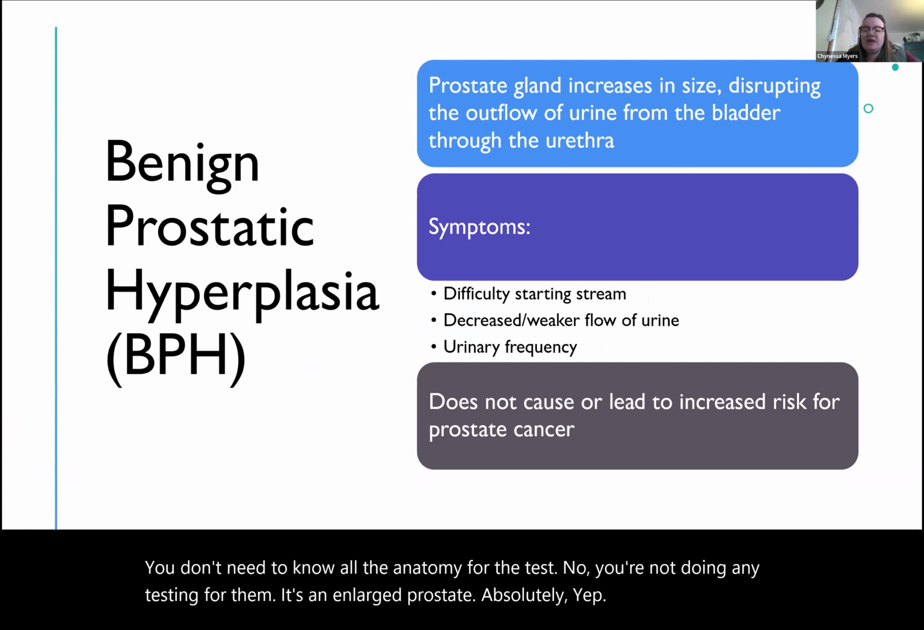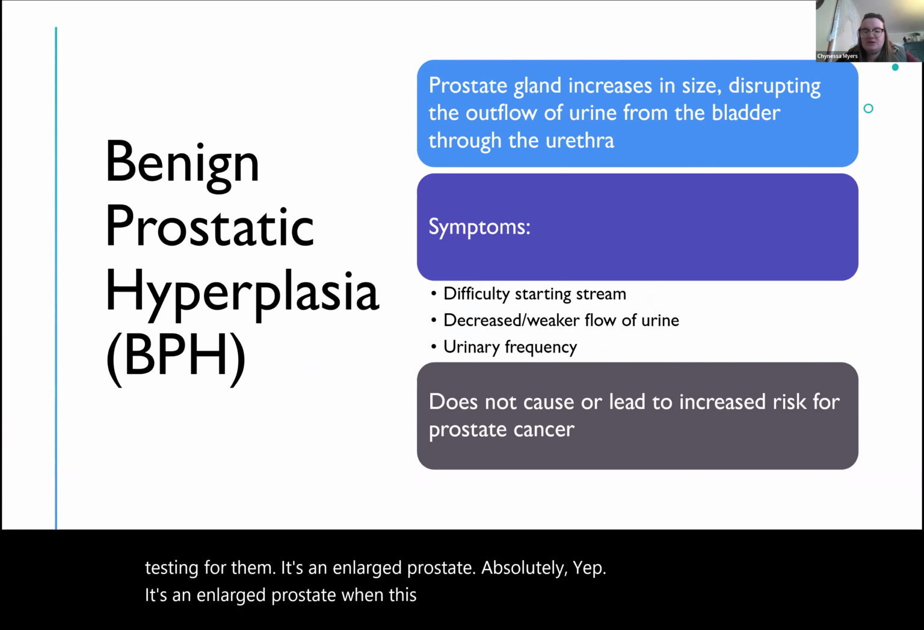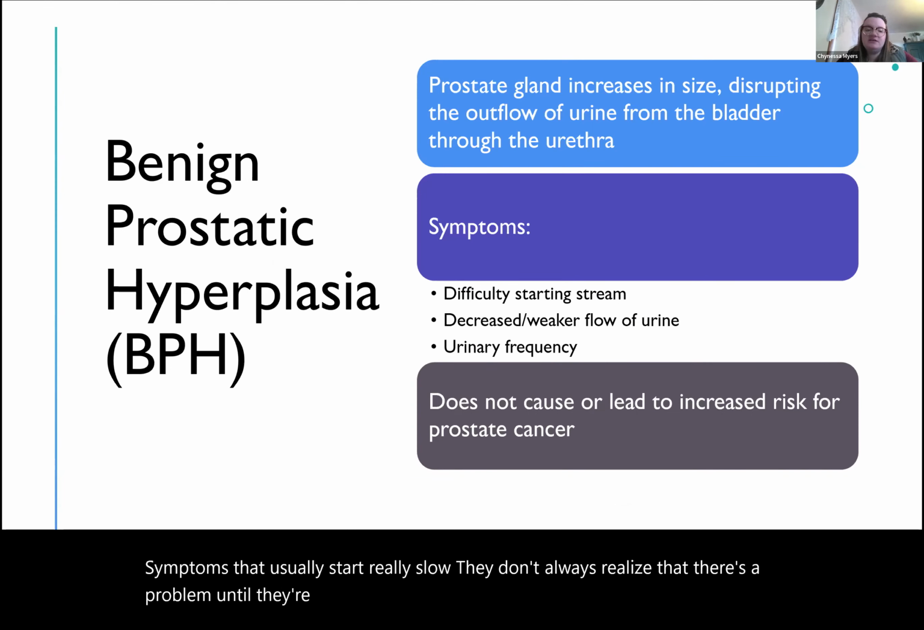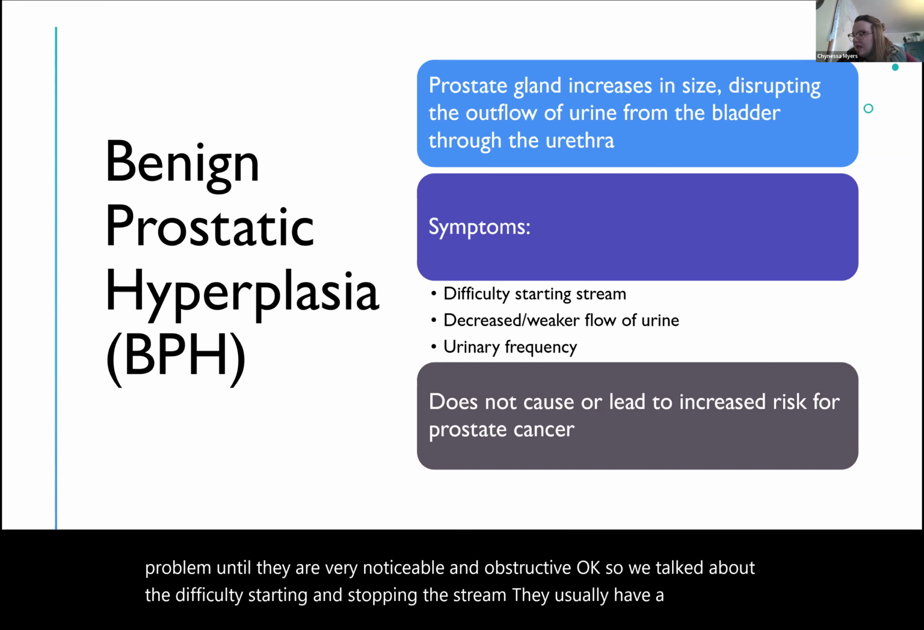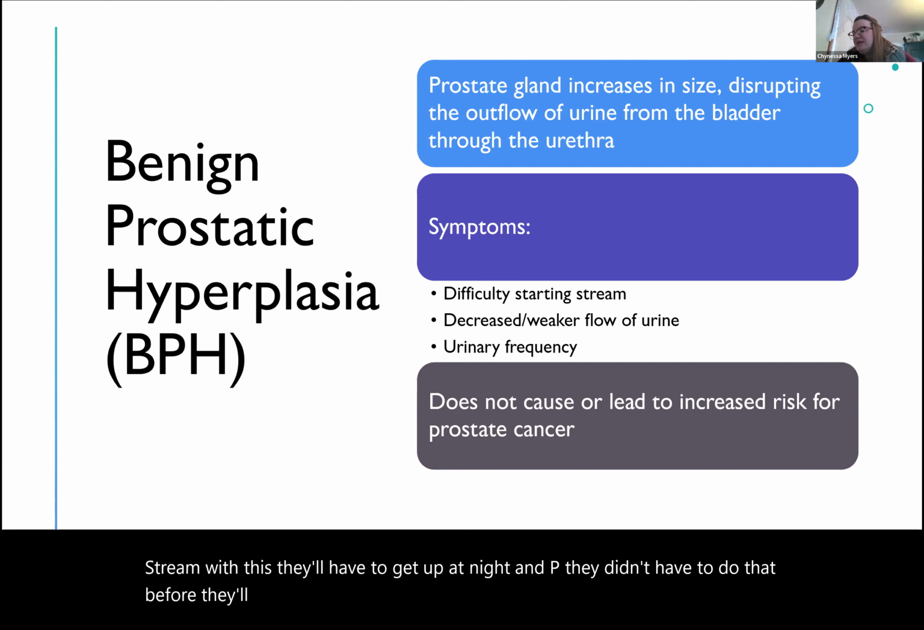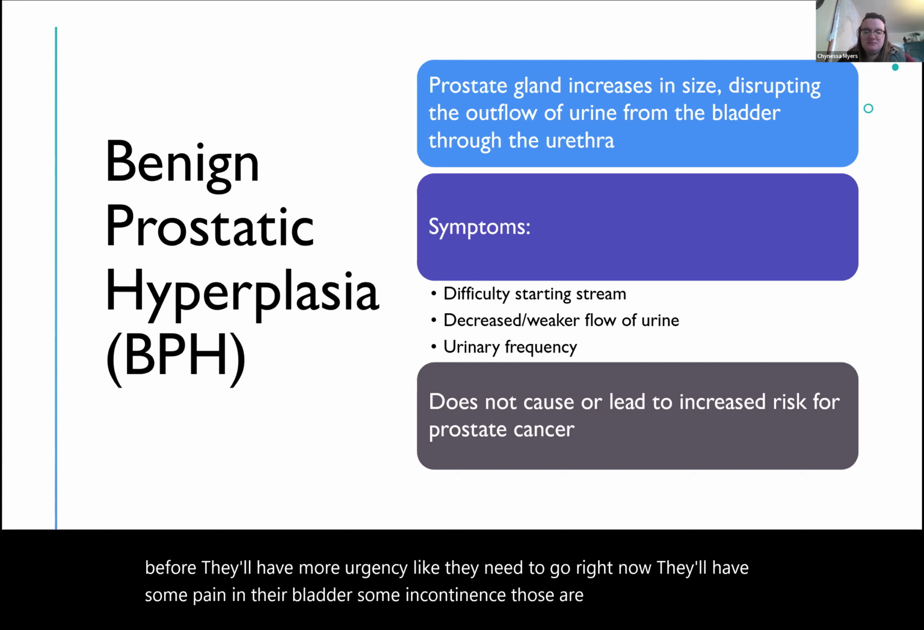It's an enlarged prostate. When this happens to men, they experience some symptoms that usually start really slow. They don't always realize that there's a problem until they're very noticeable and obstructive. Okay. So we talked about the difficulty starting and stopping the stream. They usually have a really weak stream with this. They'll have to get up at night and pee. They didn't have to do that before. They'll have more urgency, like they need to go right now. They'll have some pain in their bladder, some incontinence. Those are usually the first things they notice.